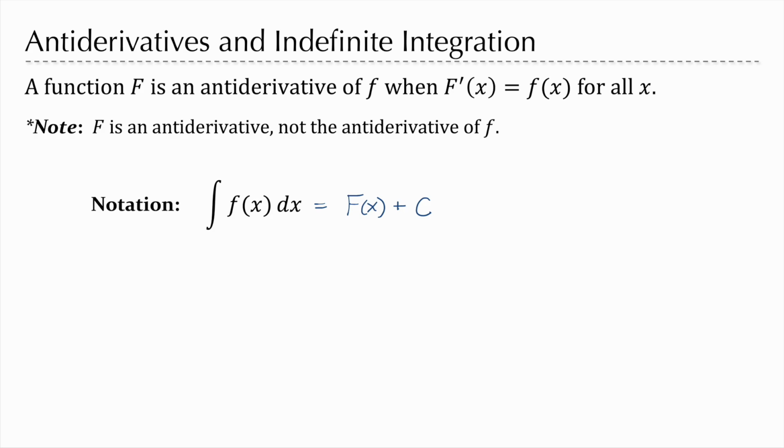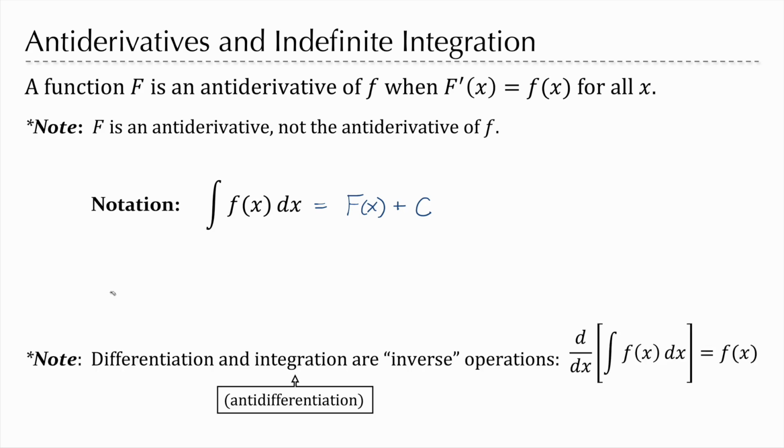It's important to note that differentiation and integration are inverse operations. Finding a derivative and finding an antiderivative really are opposites, and that's the way you want to look at it. If you find the derivative of the antiderivative, they basically cancel out, leaving you simply with f of x.